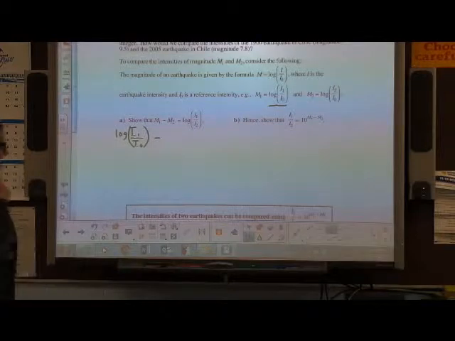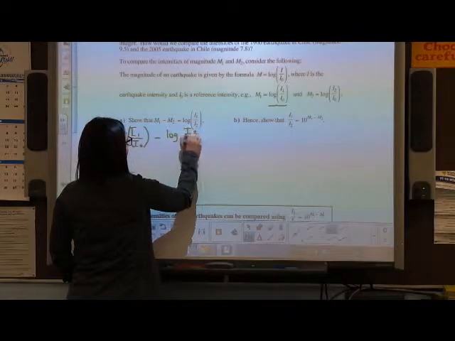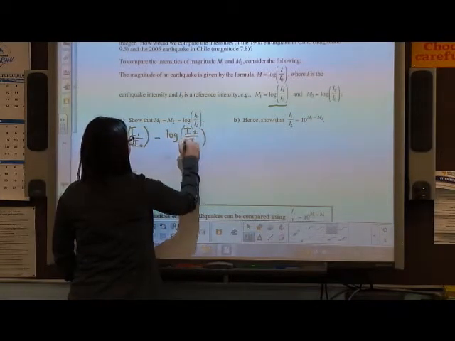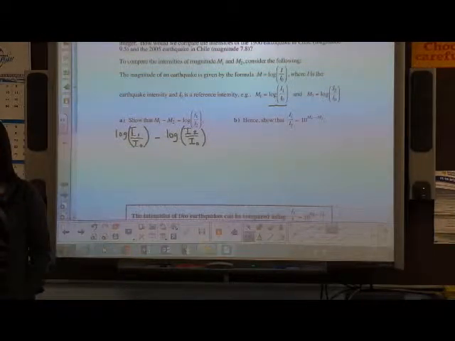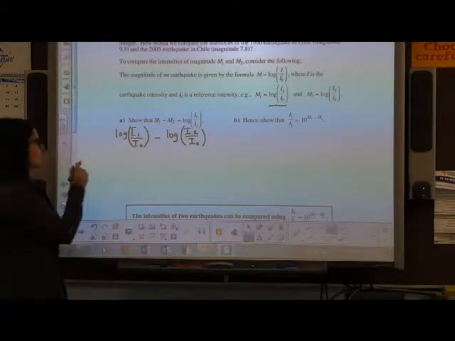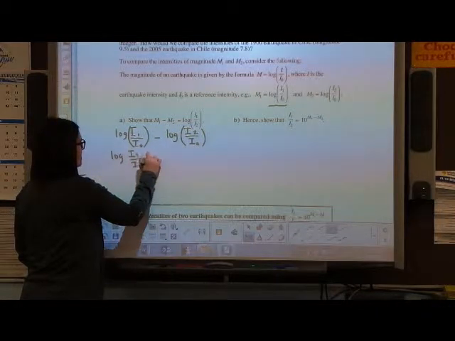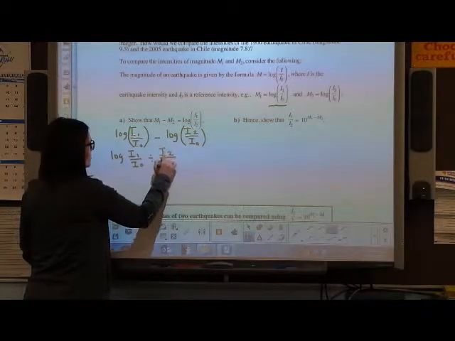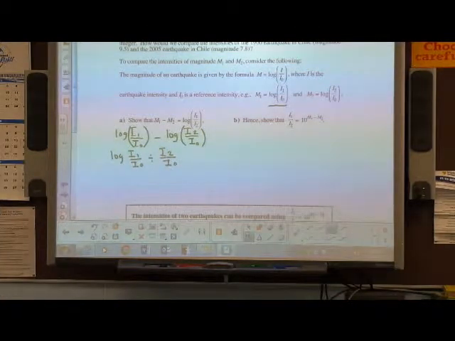Log I2 over. Are the bases the same in the 2 logs? Yes. So could I use any of my log laws? You can divide. And I'm going to show it as a division symbol rather than using the division bar.